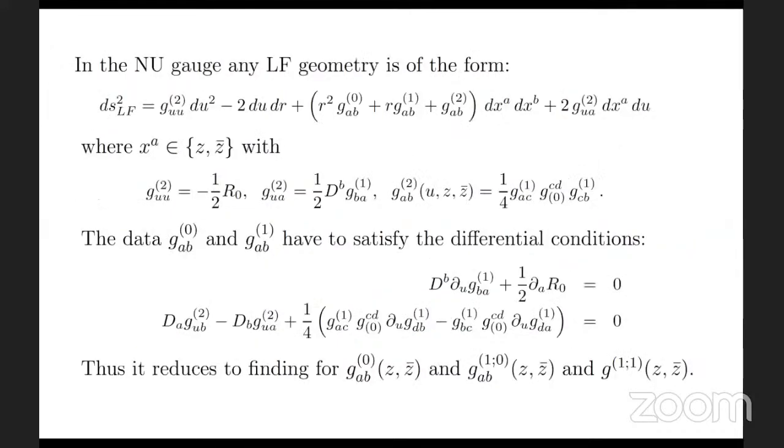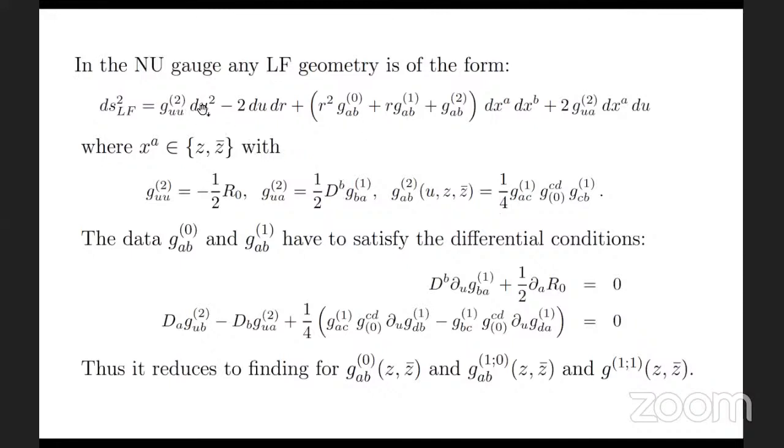Okay, so then what is the space of locally flat solutions? In the Neumann-2 gauge that I have been working with, the locally flat geometries take a particular form. They are polynomial in powers of R. Okay, so they take this form. So for example, the highest power is R square and the lowest power is order 1. So these functions, G2UU, G0, all these functions can be functions of U, Z, Z bar, but they're not functions of R. Okay, so then G2UU is given in terms of G0, blah, blah. So that means the data at G2 is completely determined in terms of the data at G1 and G0.